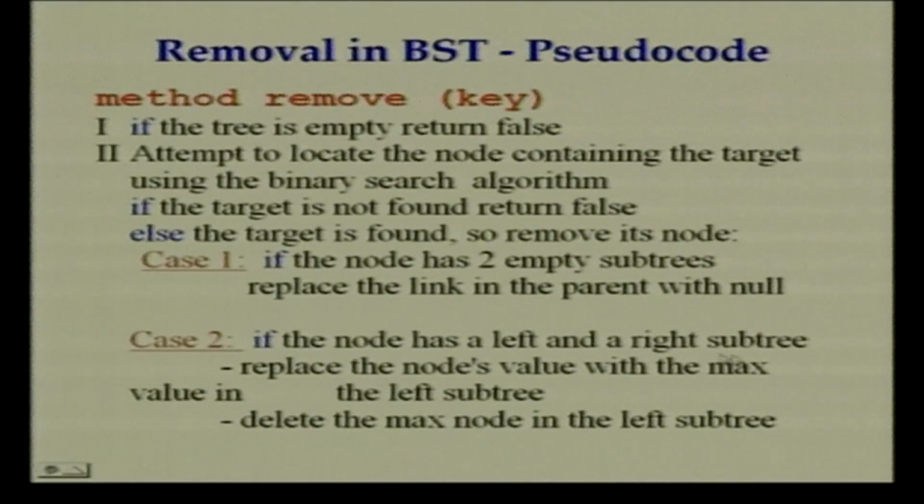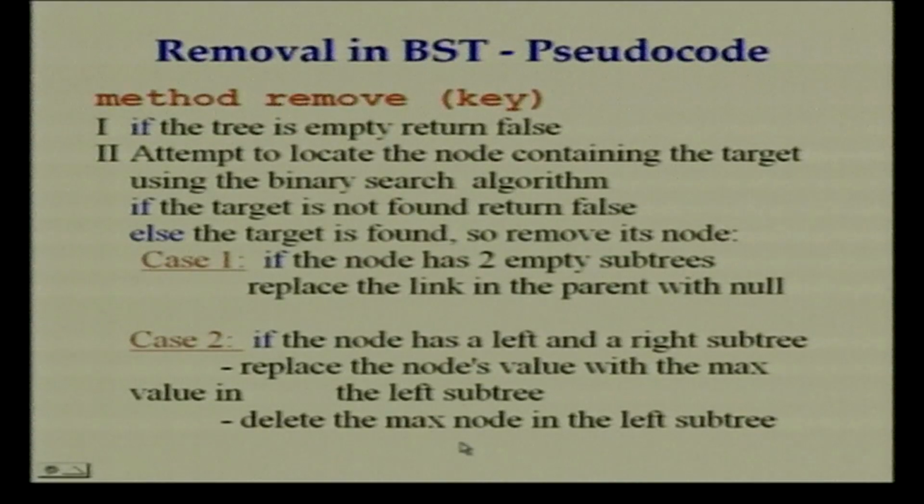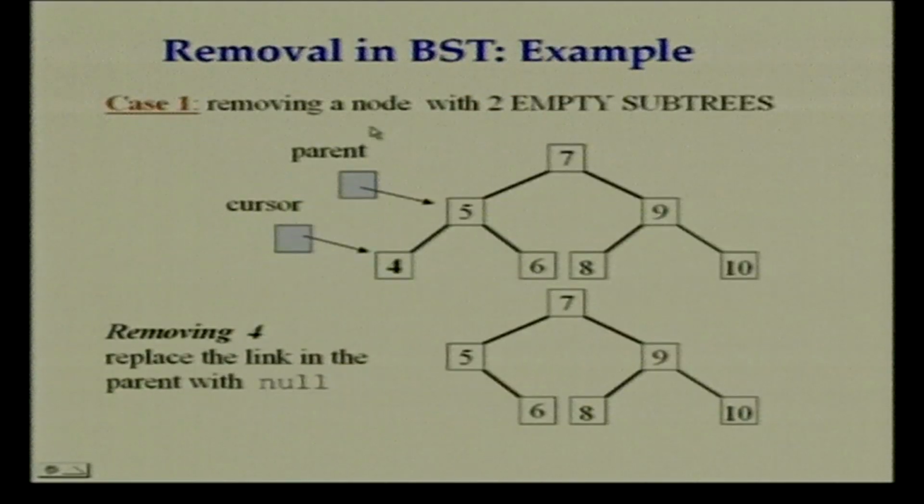Here this is the toughest case. If the node has a left and right subtree, replace the node's value with the maximum value in the left subtree. If it is the maximum value in the left subtree, then it is not the in-order successor, it is the in-order predecessor. So, you can do it both ways. This pseudocode talks about the in-order predecessor, and now you are left with deleting that node. So, that is the pseudocode.